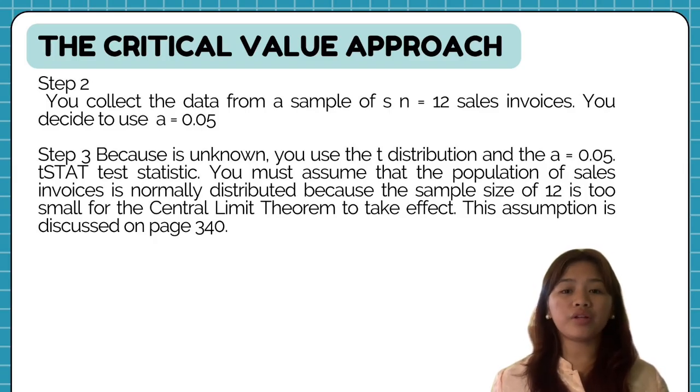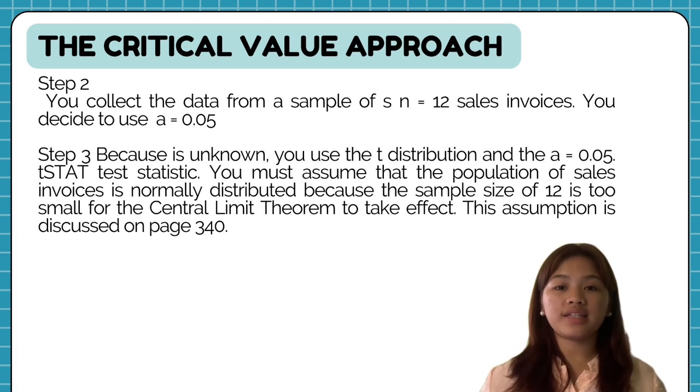Since we don't know the population standard deviation and the sample size is small, we use the t-distribution instead of the normal distribution. We also choose a significance level of 0.05, which means we are willing to accept a 5% chance of making a wrong decision by rejecting the null hypothesis when it is actually true.